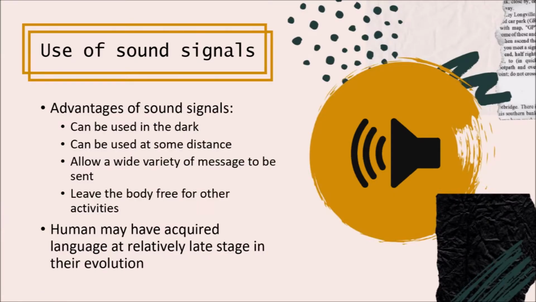There are several advantages of sound signals. First, it can be used in the dark. Second, it can be used at some distance. Third, it allows a wide variety of messages to be sent. And last, it leaves the body free for other activities. Humans may have acquired language at a relatively late stage in their evolution. This is because all the organs used in speech have some more basic function, such as eating or breathing.